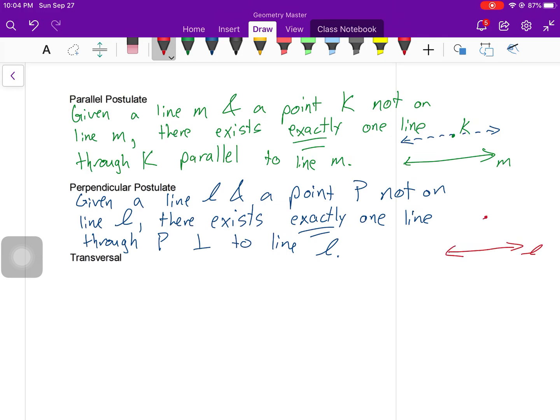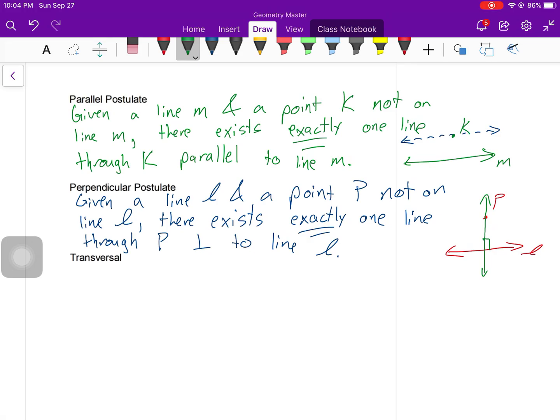Okay, again, I'm going to draw a quick picture. There's line L, point P. If I want to be perpendicular, same reasoning as the parallel one. There's an infinite number of lines that go through P, but only one is going to have the exact opposite reciprocal slope as line L.